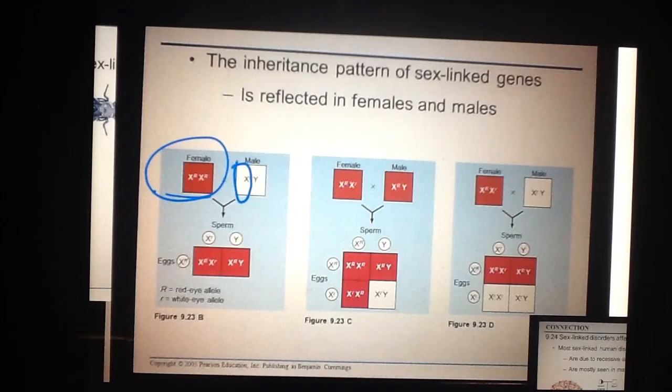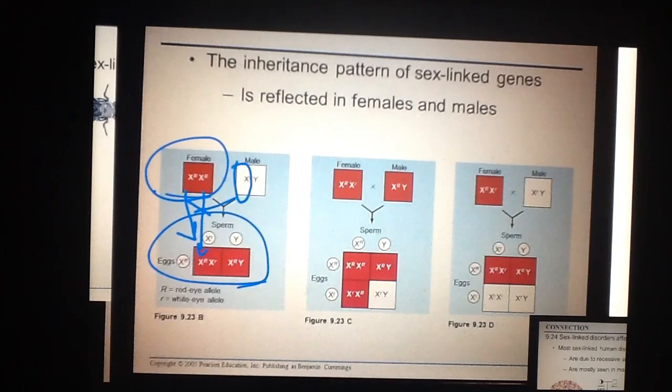Now, if a male passes on his X chromosome, he's passing on a recessive trait. And so it's not going to show up because the female will donate either the dominant or the dominant. That's all she can donate. So you're going to create an offspring that is red-eyed or dominant, no matter what happens.